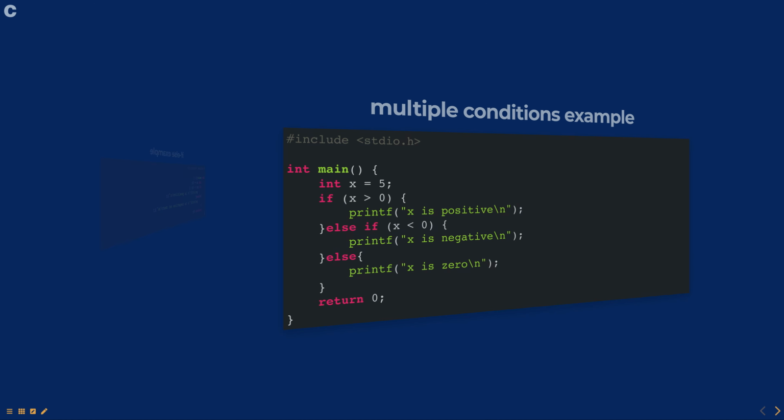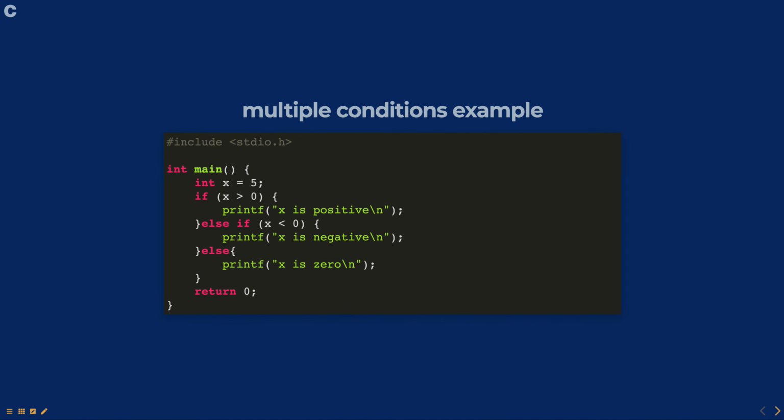Additionally, multiple conditions can be checked using an if else ladder, where multiple conditions are checked one by one. If any of the conditions is true, the corresponding block is executed and the control comes out of the ladder. In this example, the first if condition is true, so the statement inside the first if block is executed and the output x is positive is printed.